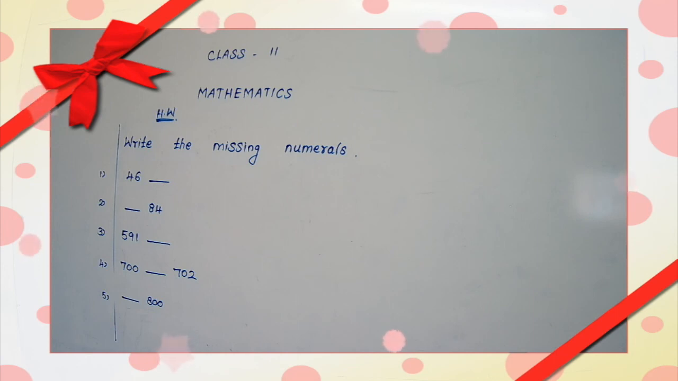Fourth one, the numbers between 700 and 702. The fifth one, 800. This is today's homework. All of you should write.